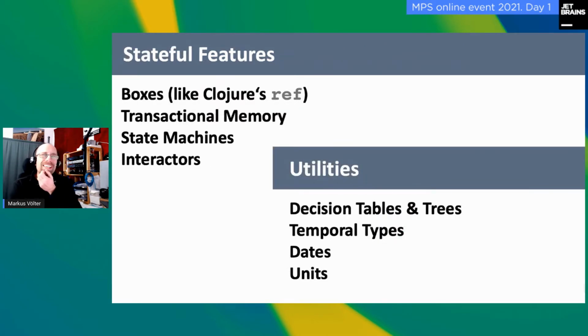There are a couple of features if you really need to manage state. We have boxes, a little bit like Clojure's refs. We have transactional memory, state machines, and something called interactors. I'm not going to explain it. More interestingly, in the functional space, we have a lot of convenient utilities for decision tables that use tabular notations. I'll show that. We have temporal types if you need to represent timeline data. We have support for dates and physical units. You can annotate, for example, an integer numeric type with, let's say, meters per second as a unit, and then do calculations with that in the type system.